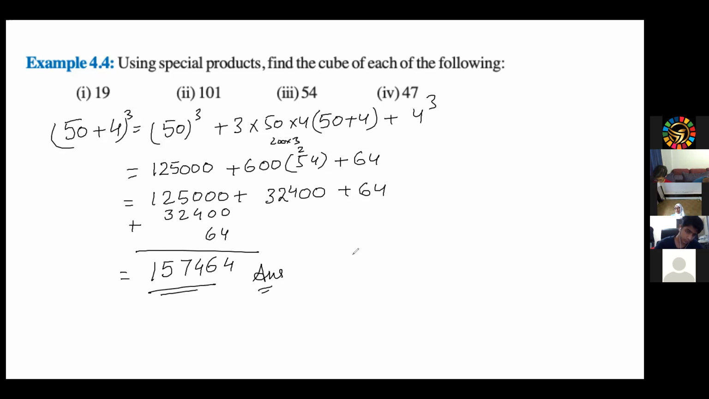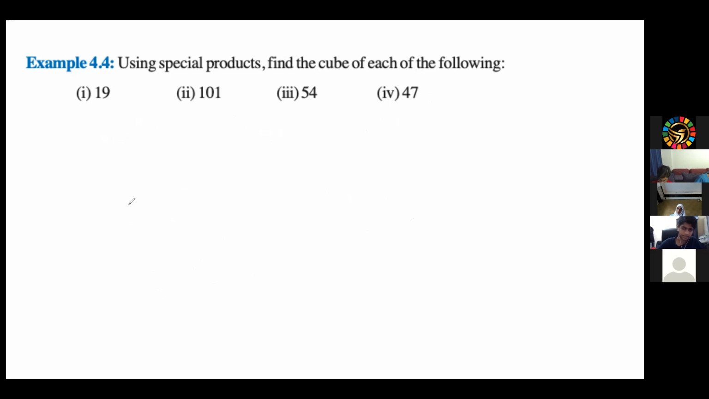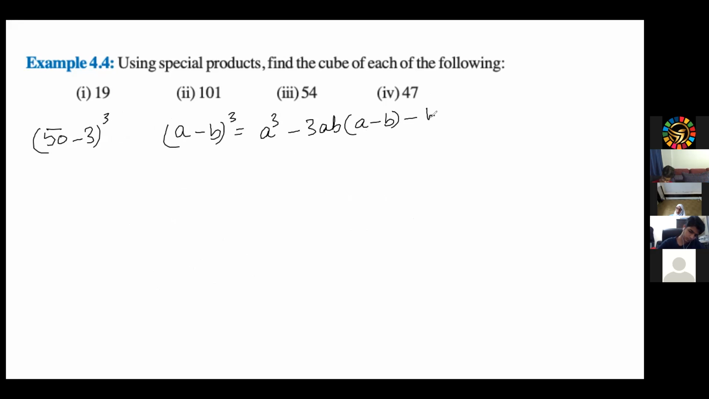How will we do 47 in cube? Mudabbir, 47, how can we do it? 50 minus 3. Yes, 50 minus 3. So do this question, the last one. Sorry, not square, it is cube. 50 minus 3 whole cube. Which formula are we using? Always write the formula, otherwise application becomes difficult, especially in the minus case. A minus B whole cube.